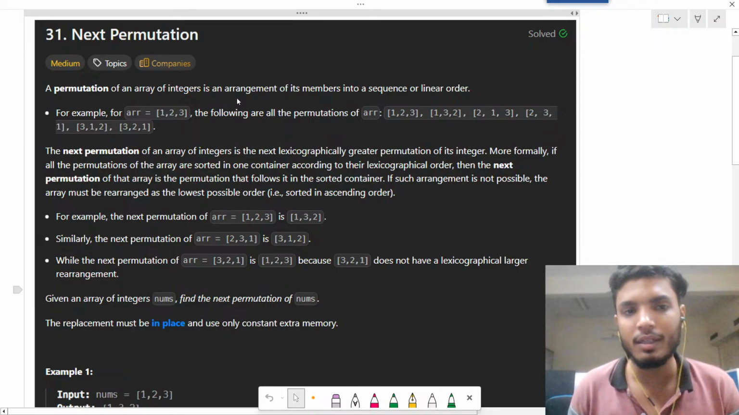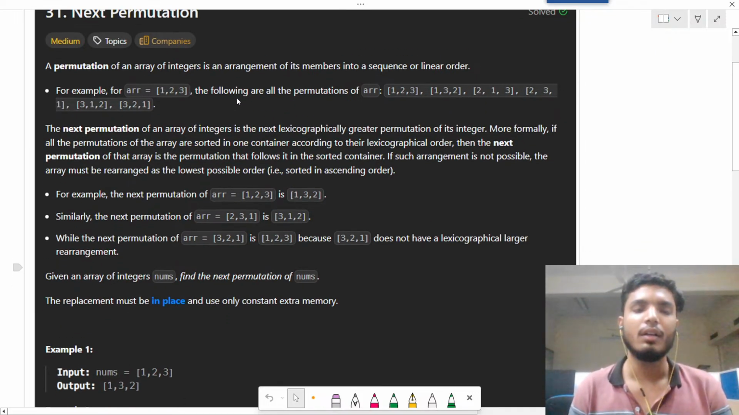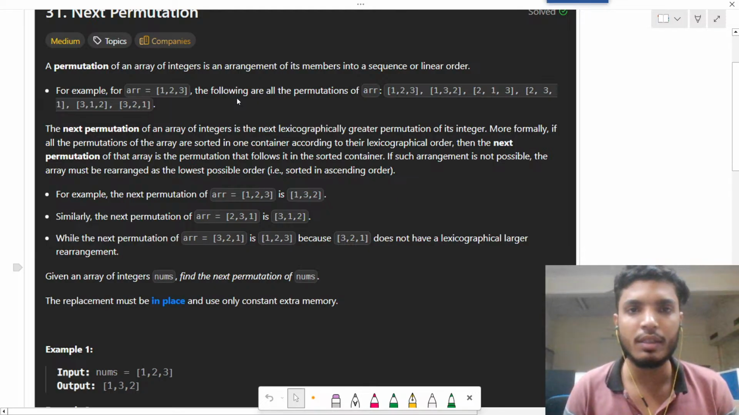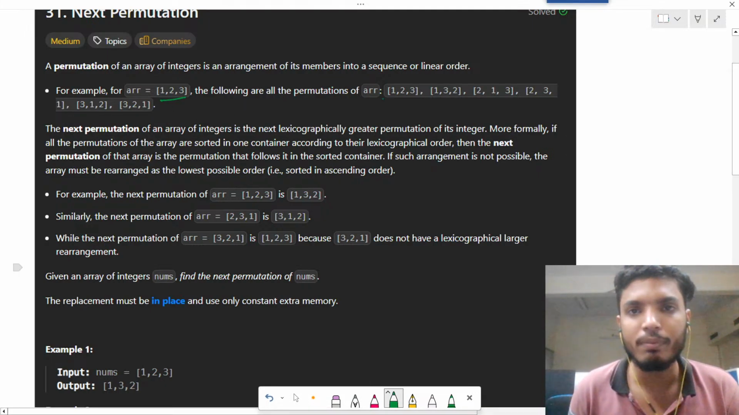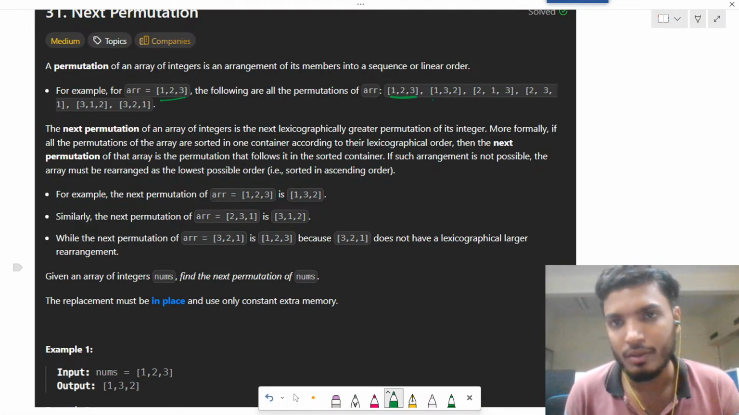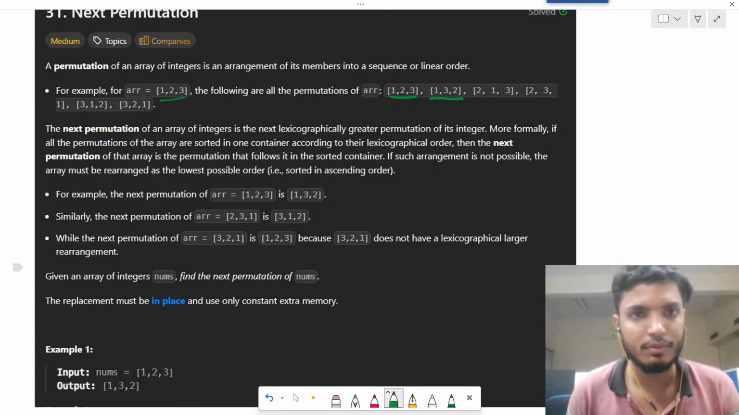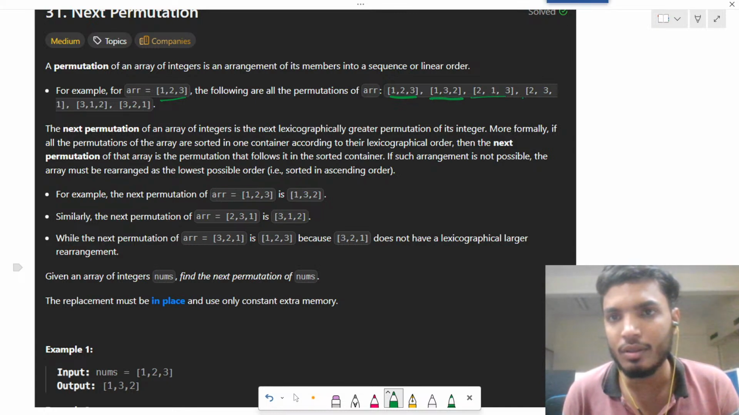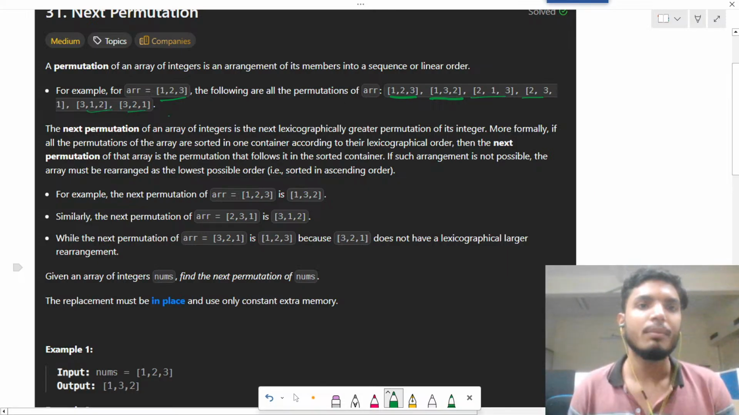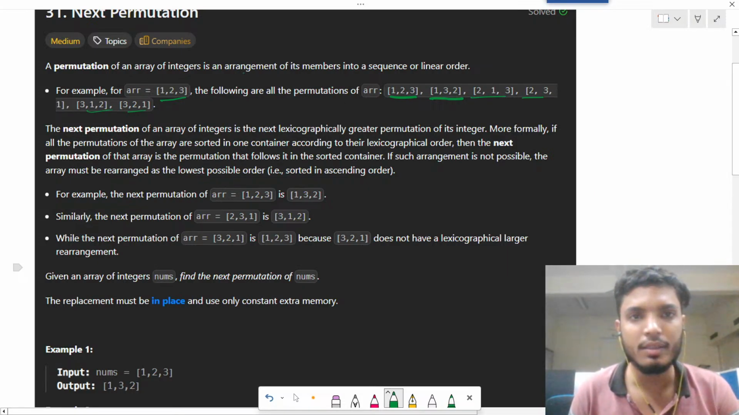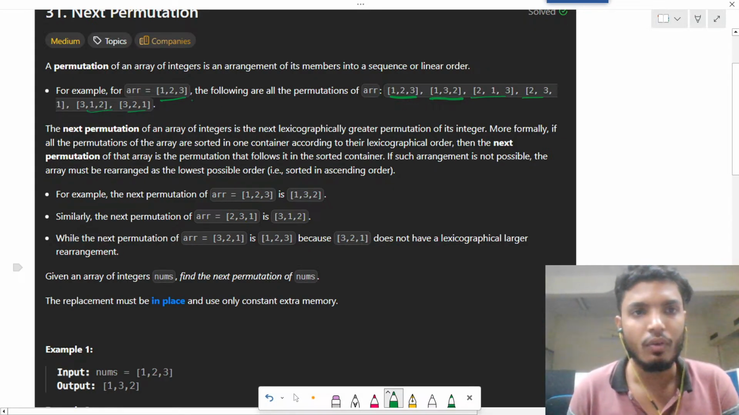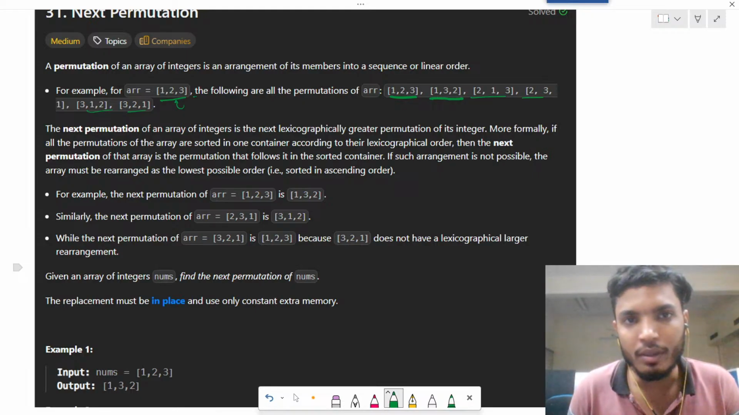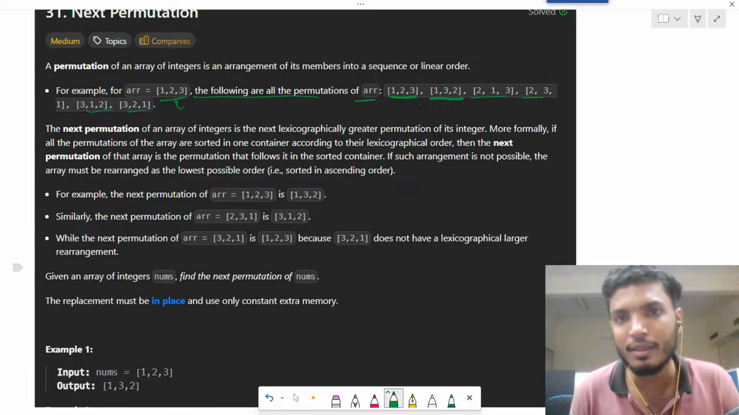A permutation of an array, let's understand this. What is the question saying? A permutation of an array of integers is an arrangement of its members into a sequence or linear order. For example, array 1 2 3 has the following permutations: 1 2 3, 1 3 2, 2 1 3, 2 3 1, 3 1 2, and 3 2 1. These are the permutations of the array.